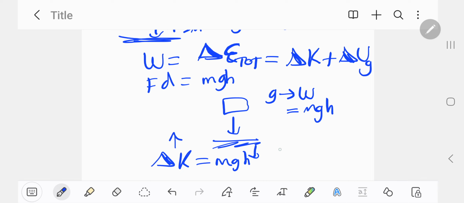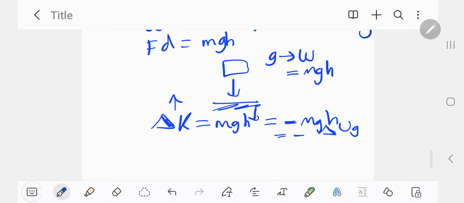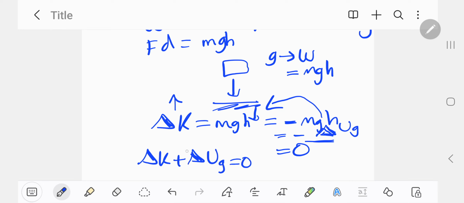This goes up, that goes down. In other words, that becomes minus mgh, and that's minus delta U sub G. So the change in kinetic energy of an object is negative the change in gravitational potential energy of the object. Rearranging this, because the total energy of an object has to be constant, in other words, adds up to zero, we get this delta K. So let's take this to the other side. It becomes that. And that's the law of conservation of energy, and that's how it relates to work.